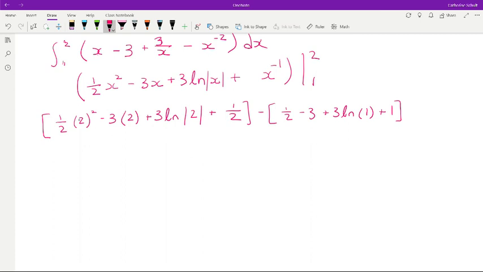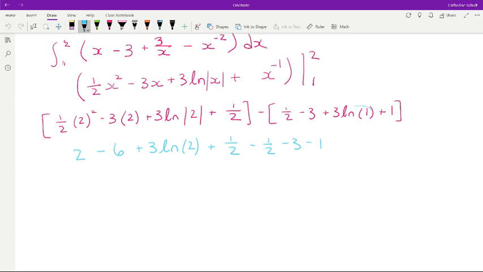All right, so what do we get? This is going to be 4 divided by 2. I'm going to switch colors. It's 2 minus 6. Natural log of 2, I don't know what that is, so I'm just going to leave it. And I don't need absolute value around the 2 because it's positive. All right, plus 1/2. And then minus 1/2, minus 3, minus natural log of 1 is 0. So we'll just exclude that. And then minus 1.